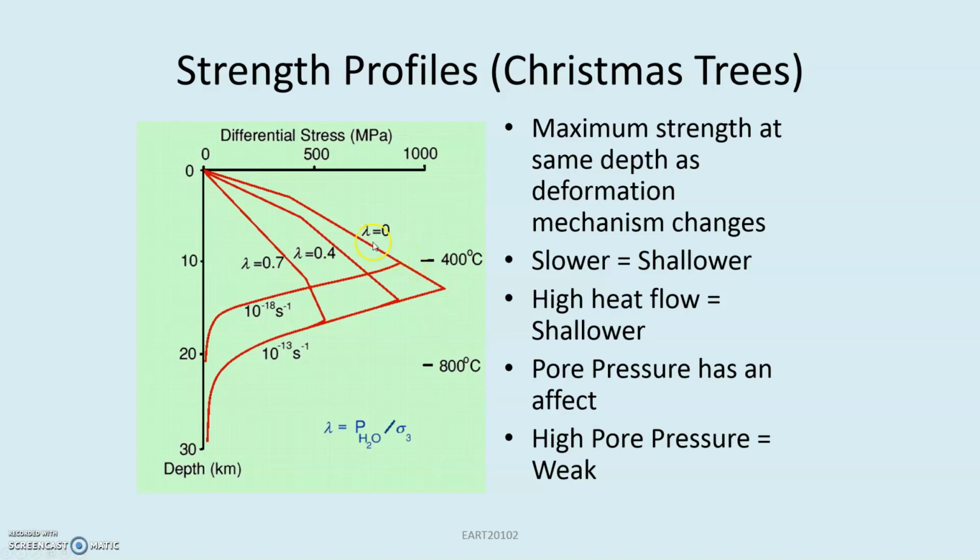Also, pore pressure has an effect. As we increase the pore pressure, that reduces the strength in the brittle regime. It has no effect in the plastic regime. So this is increasing pore pressure here, expressed as this ratio lambda, the pore pressure divided by the confining pressure. So at this one, the pore pressure is always 0.7 of the confining pressure. And as we increase the pore pressure, you see that the transition gets progressively deeper.